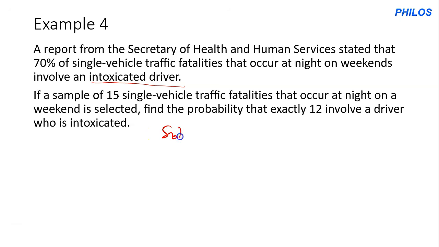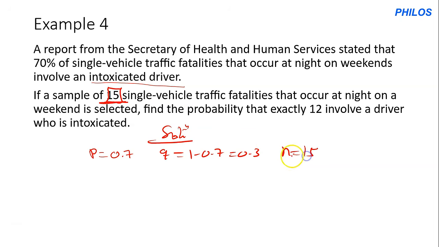Now to solve this, the probability of success is 70%. When you take 70 divided by 100, you get 0.7 or 7 over 10. Then the probability of failure, Q, should be 1 minus 0.7, which gives you 0.3. And the number of trials: they say a sample of 15, so the sample of 15 is the n. So our n is 15.